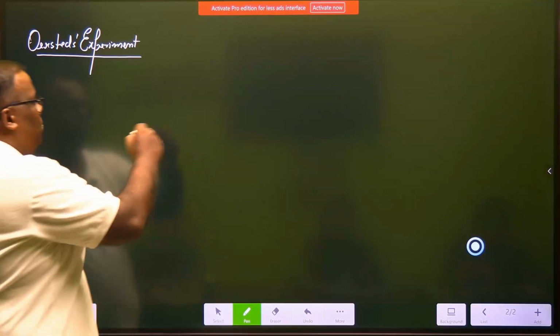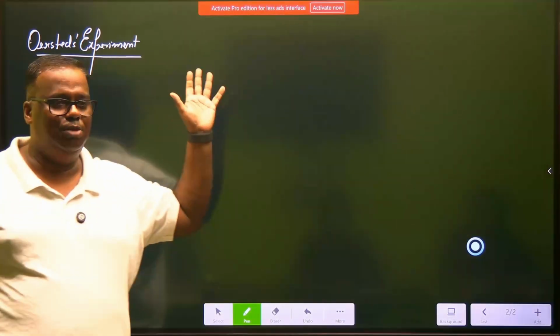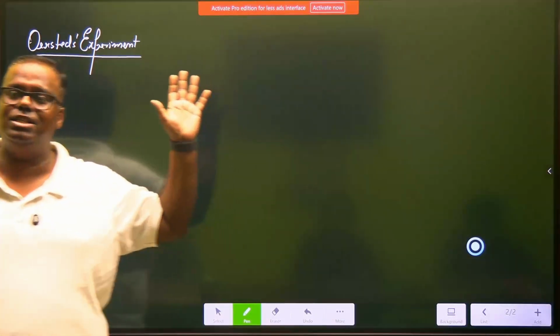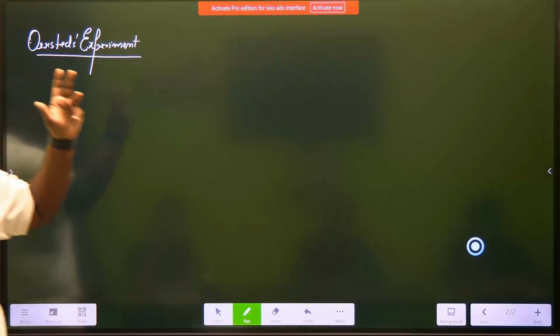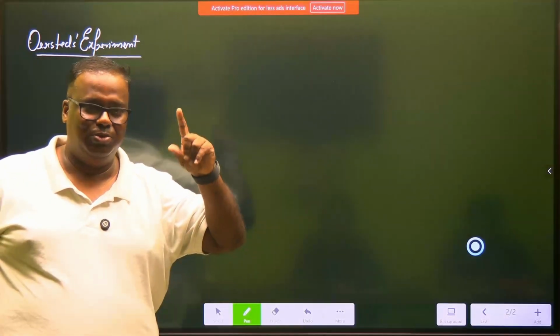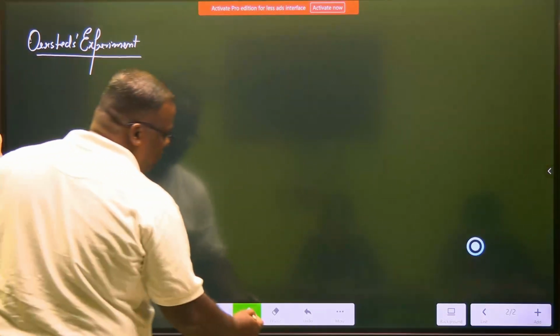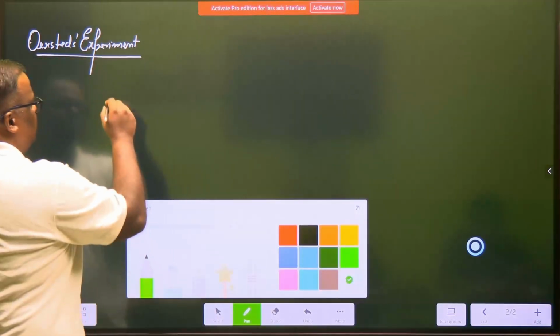Okay, so what Oersted did, Oersted's experiment is also one sort of a serendipity. Actually, Oersted was studying something called the heating effect of current, and suddenly he observed that a magnetic compass is deflecting. So you want to study something and you find out something that actually gives you far more important findings. The experiment setup is very simple.